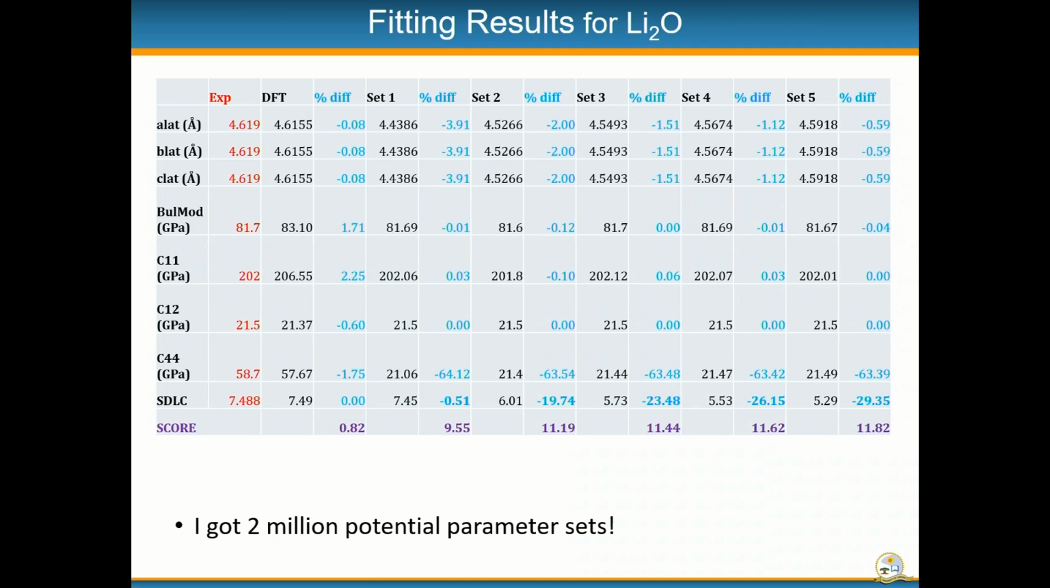So we got about 2 million potential parameter sets. So what we did is we sorted them according to the score, from lowest to highest. So the best ones had the lowest score. So what's interesting for Li2O is that for set 1, the lattice parameters were not very good, but the other properties were very good, and that includes the static dielectric constants, right?